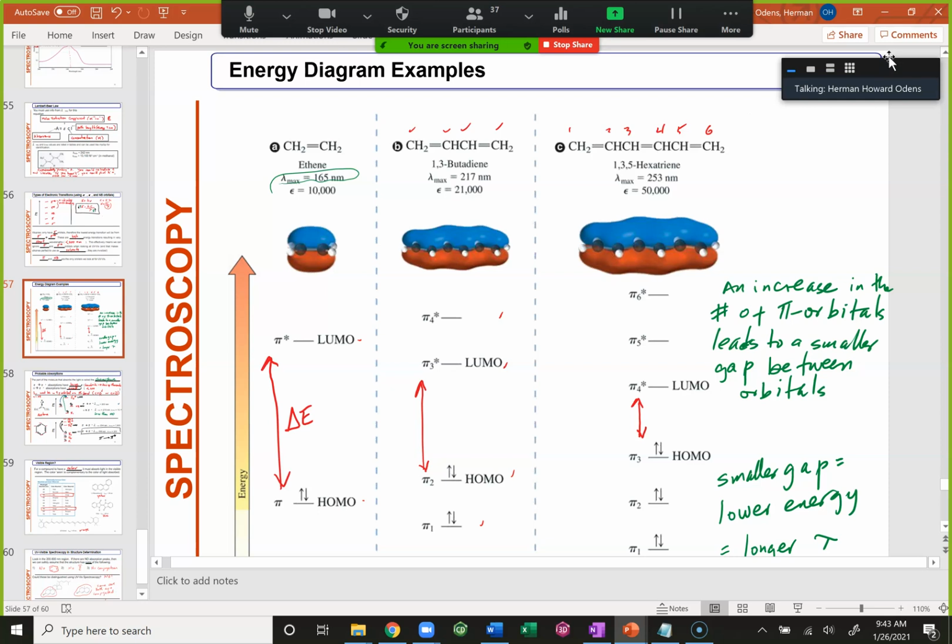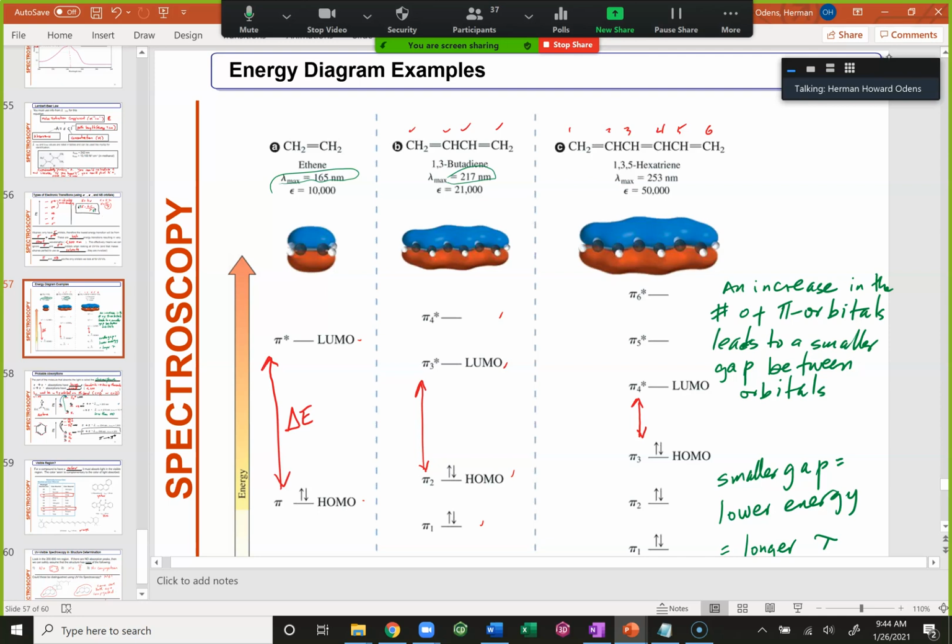All right, let's go to 1,3-butadiene. Notice that the energy gap has shrunk a little bit, so it's closer. The gap is closer because it's conjugated. So if I'm going to excite this electron and make it jump from the HOMO to the LUMO, my energy gap is smaller, so I can overcome that more easily. And so that means lower energy, lower frequency, but higher wavelength. All right. So now we went from 165 to 217.